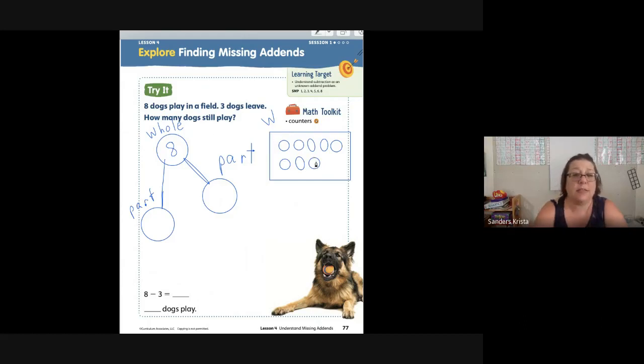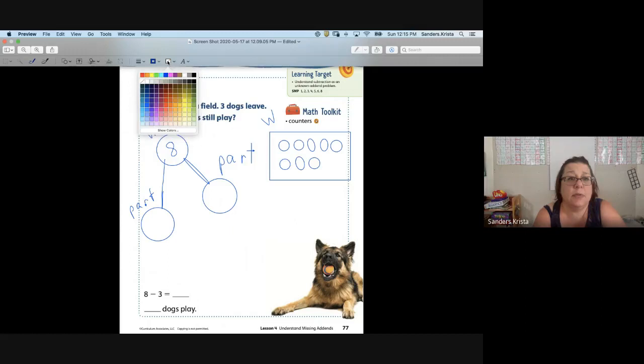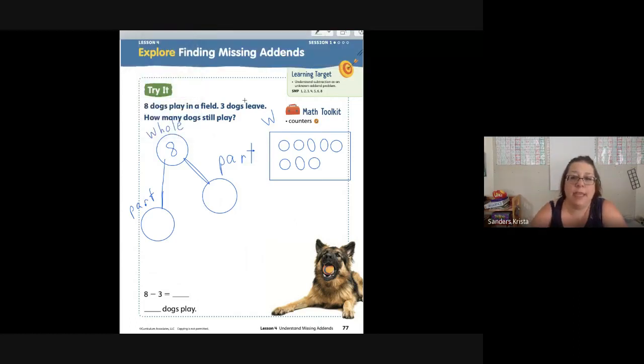So if 3 dogs leave, what I'm going to do is actually circle 3. 1 leaves, 2 leaves, and 3 dogs leave. Okay, so these are my dogs that are leaving. That's part of the group. That's part of the total amount of dogs that are playing. So all of these dogs leave. That is my part. Okay, that's the part that I do know. So that 3 I'm going to label as a P for part.